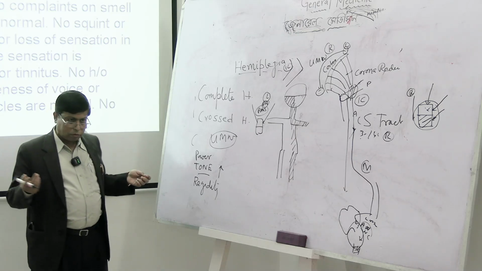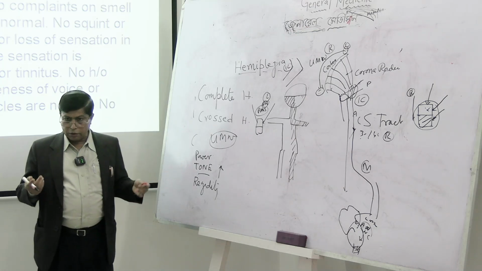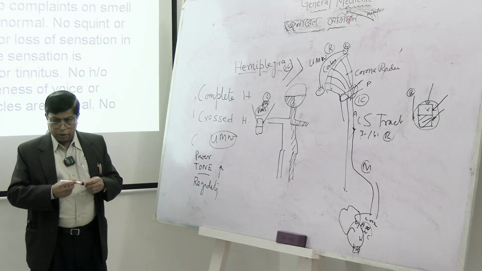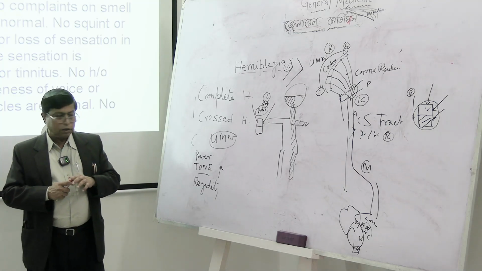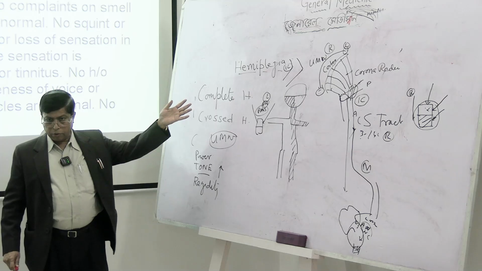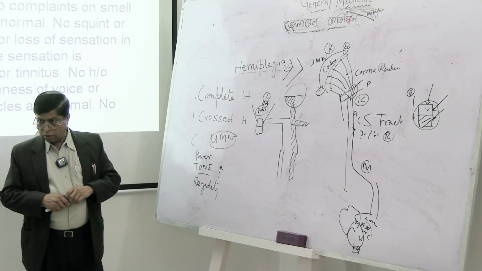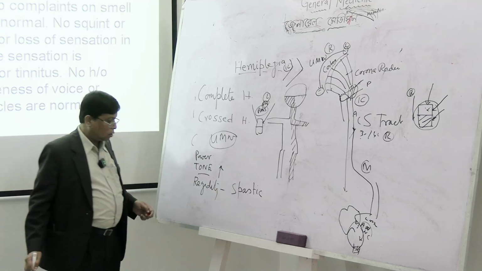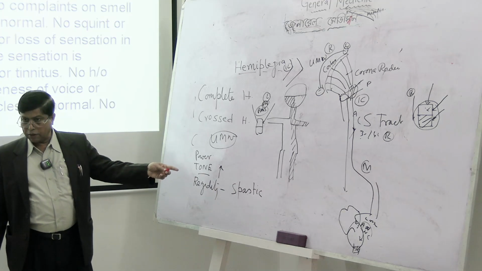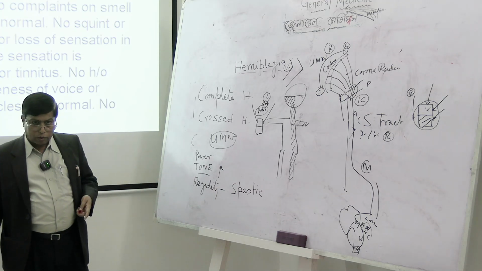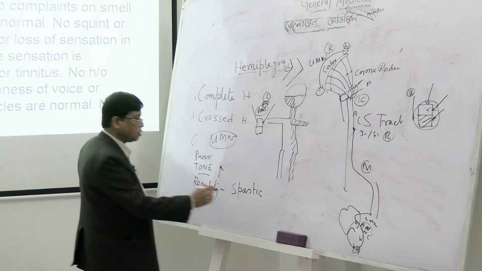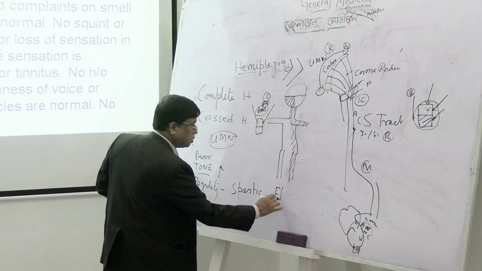reduced in both, the tone is increased in upper motor neuron lesion, but tone is decreased in lower motor. Rigidity is the same. Rigidity is increased in upper motor neuron lesion, and decreased in lower motor lesion. That's why it is called spastic. Rigidity increased, so it is called spastic paralysis. For lower motor neuron, rigidity is decreased, that is called flaccid.